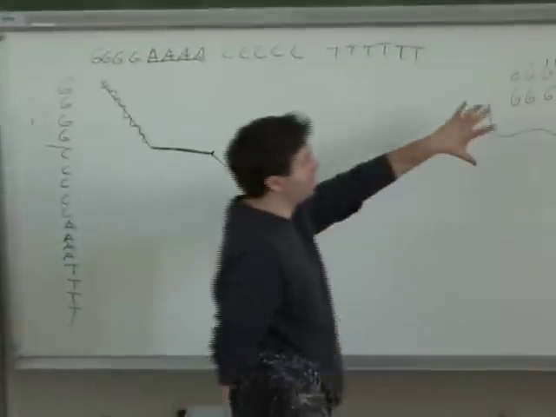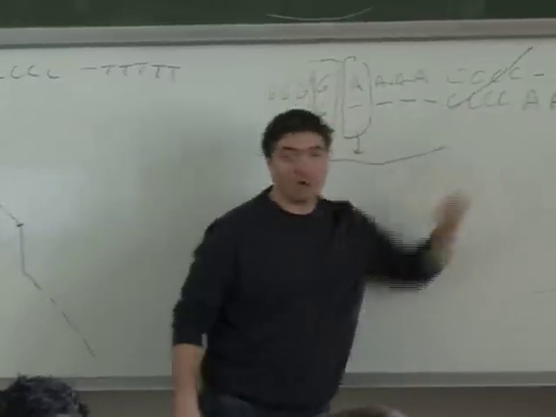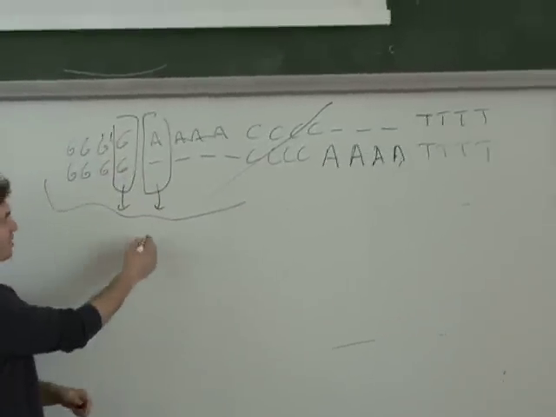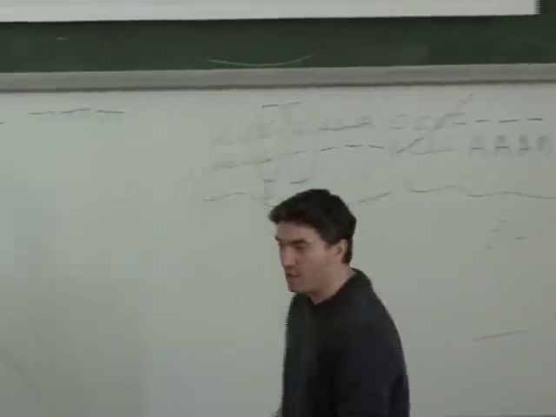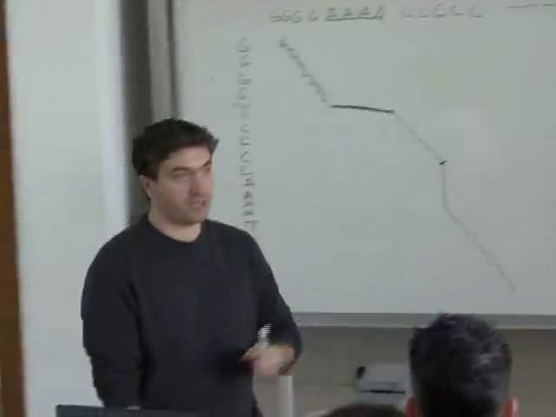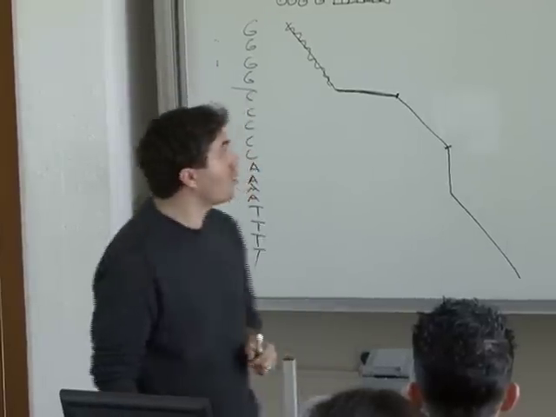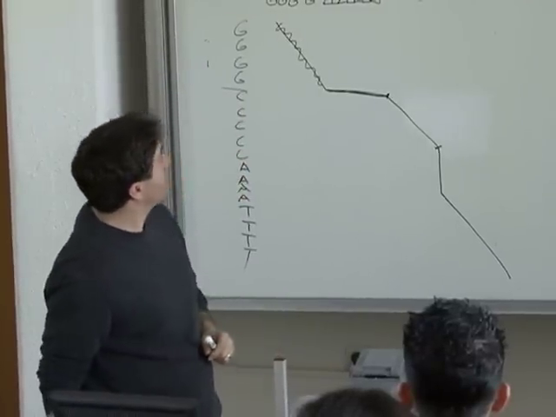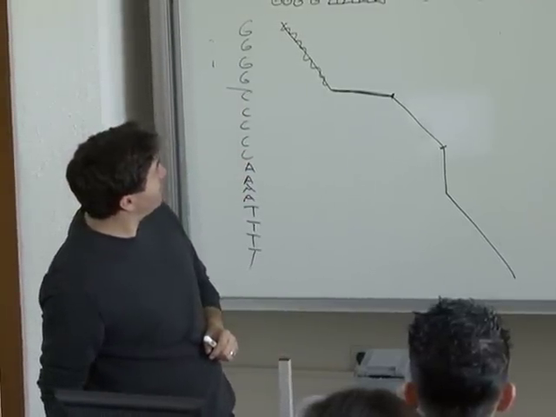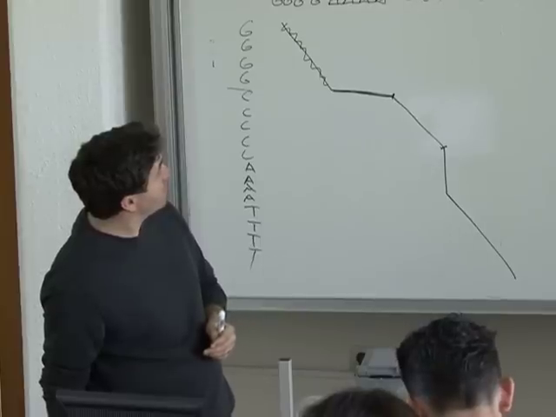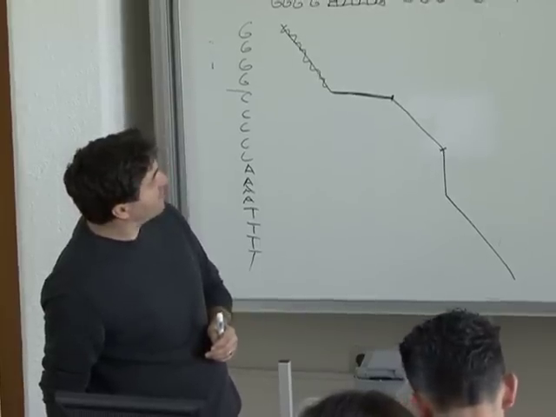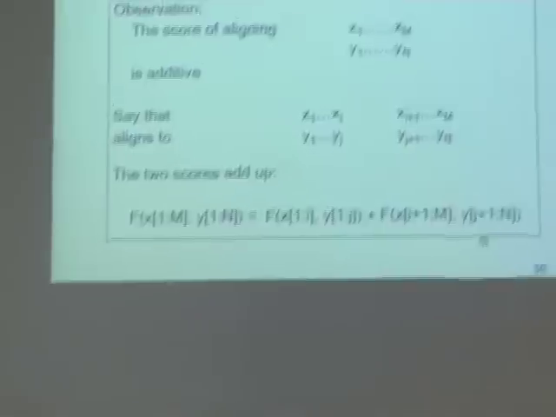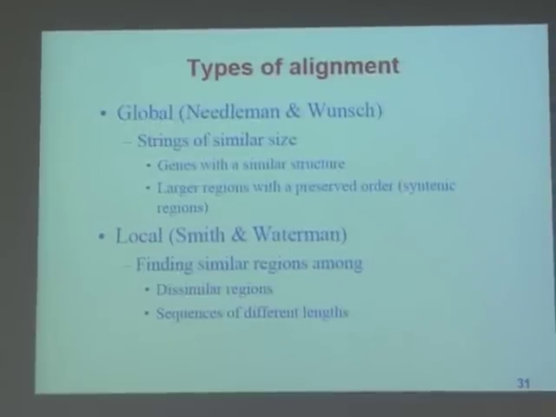This means that if somebody asks you the score of the whole alignment, it's just the summation of score S1 and score S2. So our scores are additive because they're computed independently, locally at each region. So the score of aligning the complete sequences is equal to the score of aligning the prefixes up to I and J, and the suffixes starting from I plus 1 and J plus 1. Okay, so the alignment score is additive.